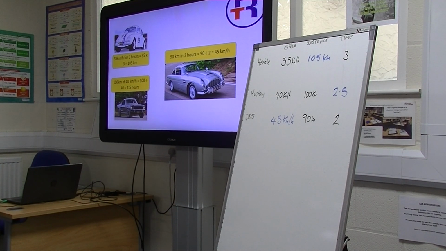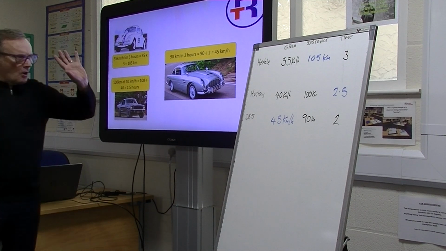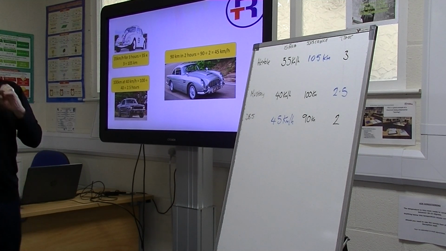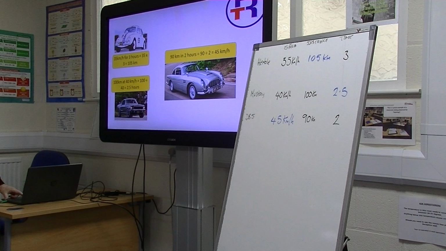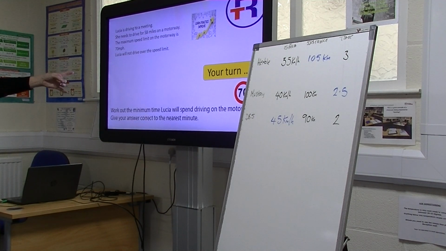What would this look like in an exam? We've looked at some good examples there, but what we just learned about, what would it look like in an exam? Would it look like this? This is an exam question.